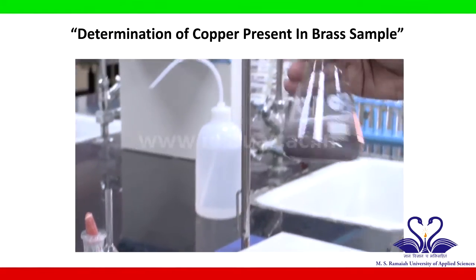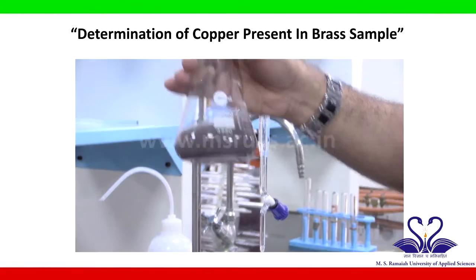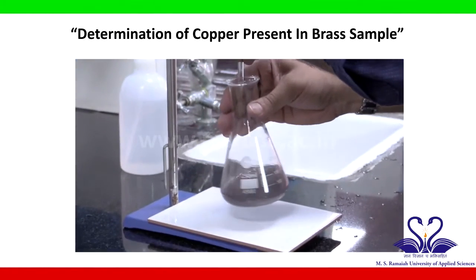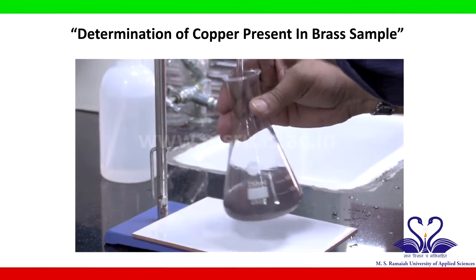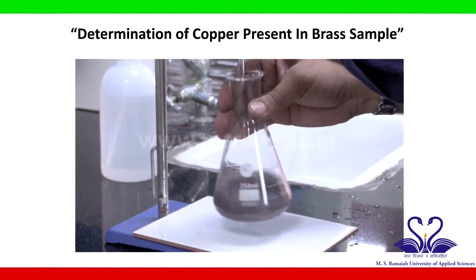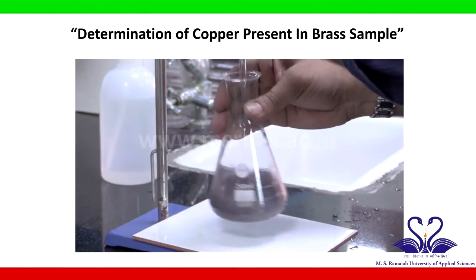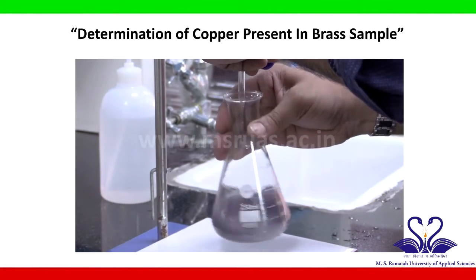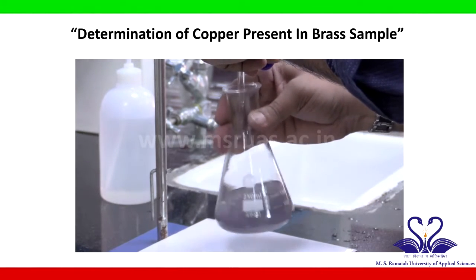Now we have to see the end point, which is colorless. We will be able to see the white PPT. So blue color to white PPT should remain. The white PPT is due to Cu2I2, which is a byproduct of the reaction of copper with potassium iodide. That will remain as such. You will not be able to see colorless; it should be a white PPT.